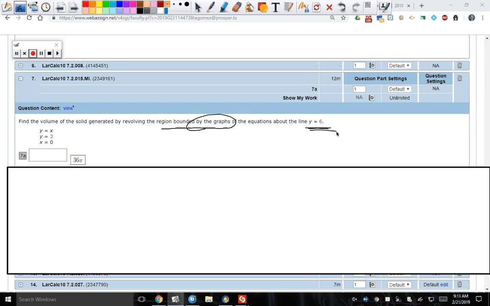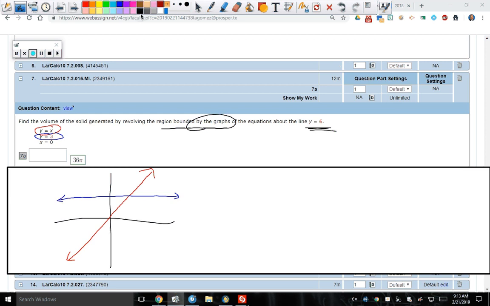So, step 1. What do you think step 1 is? Draw the bounded area. There you go. So here we have y is equal to x. Here we have y is equal to 3. And if I were to write this as an intersection, can you quickly tell me what that intersection is? 3, 3. Okay, we might need it.